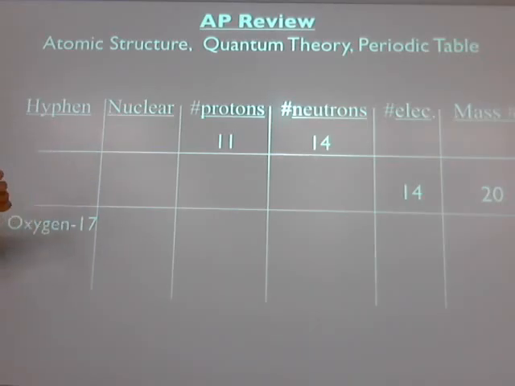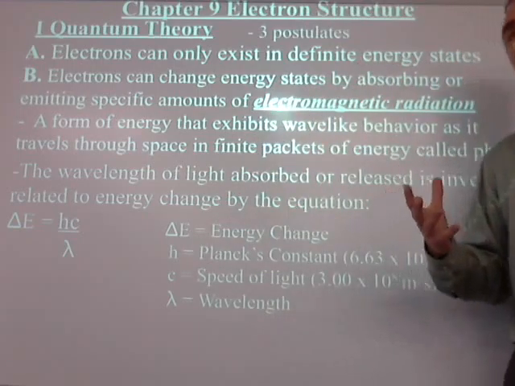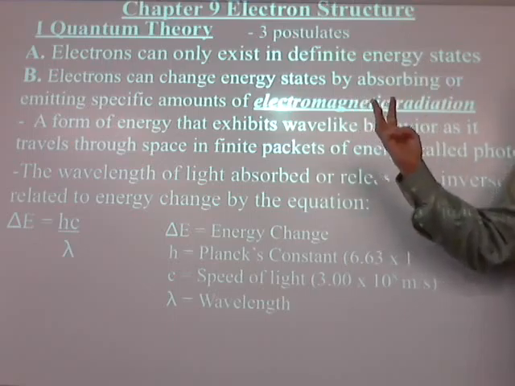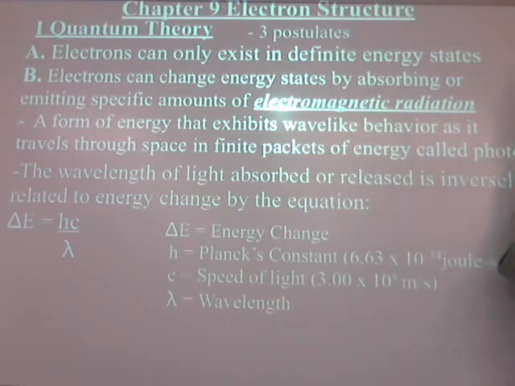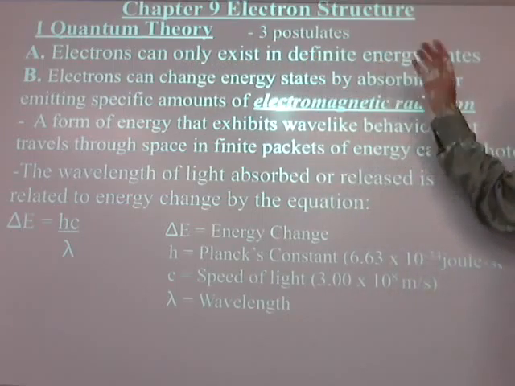Now, the next thing we didn't talk about at all this year, but we talked about a lot last year, was electrons. And we're going to start from the bottom up here. Starting from the bottom up for electrons, the quantum theory. Basically, I broke the quantum theory down into 3 statements. And I spent a lot of time on the third one, quantum numbers. The first one says electrons can only exist at certain energy levels.